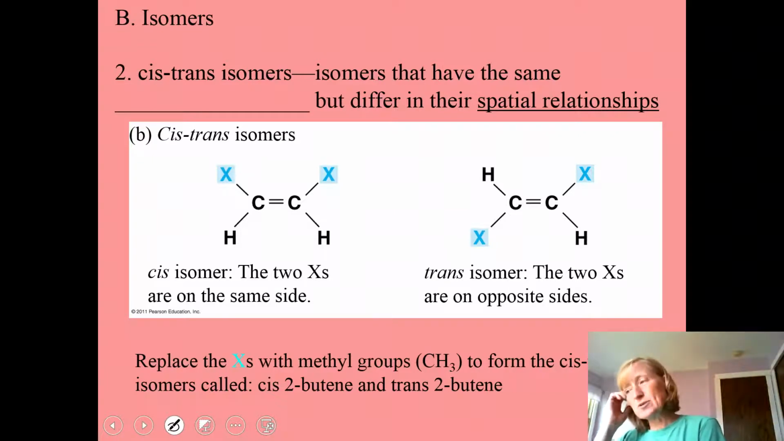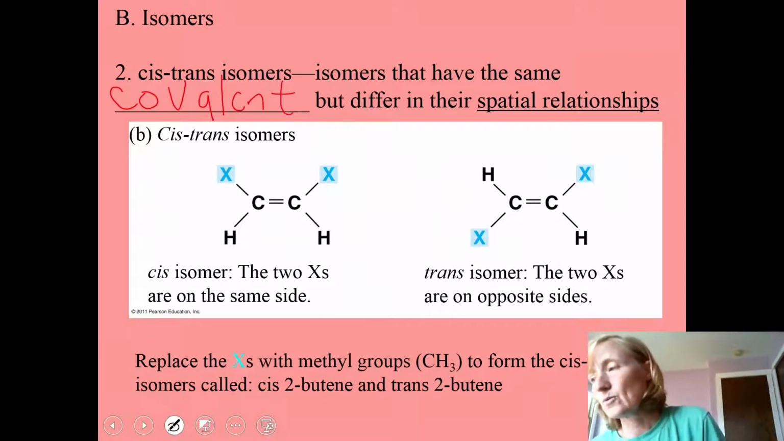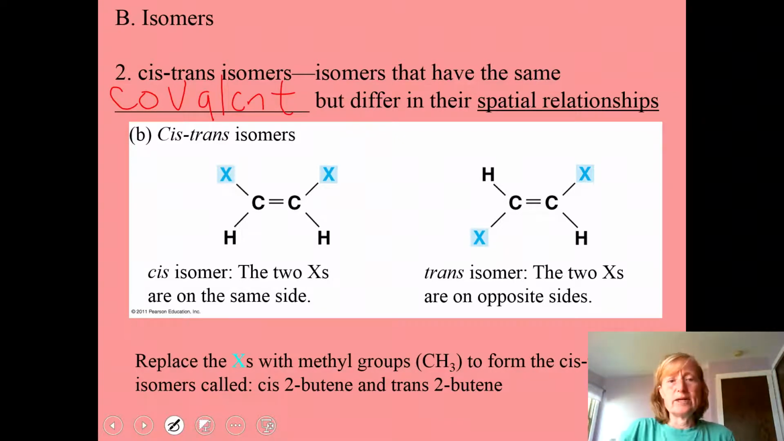A second type of isomer are called cis-trans isomers. Isomers that have the same covalent relationships, so you can put in here if you want to, covalent relationships, but differ in their spatial relationships. So we've got the same bond order, but we still get two different kinds of molecules.